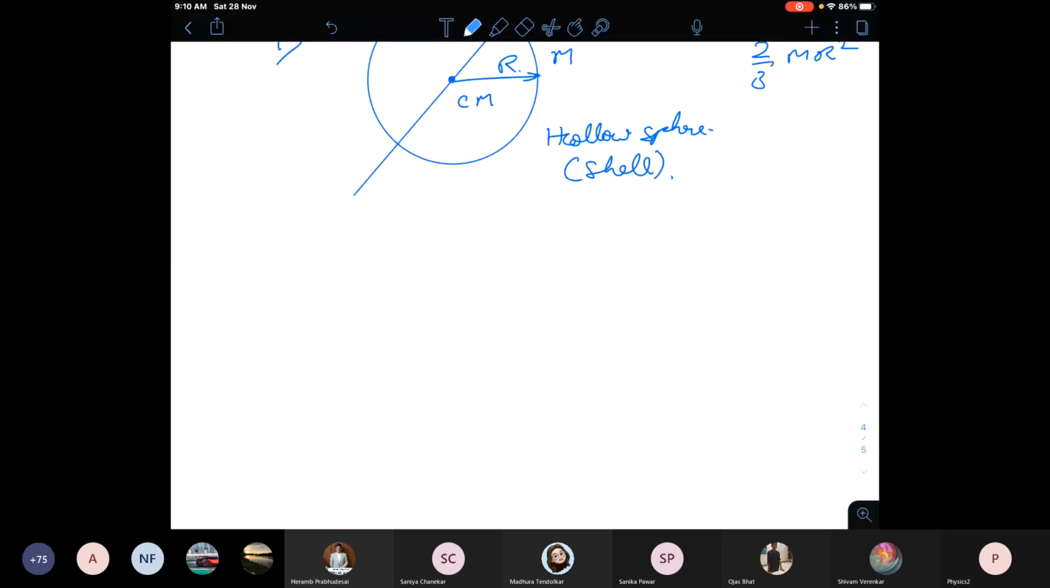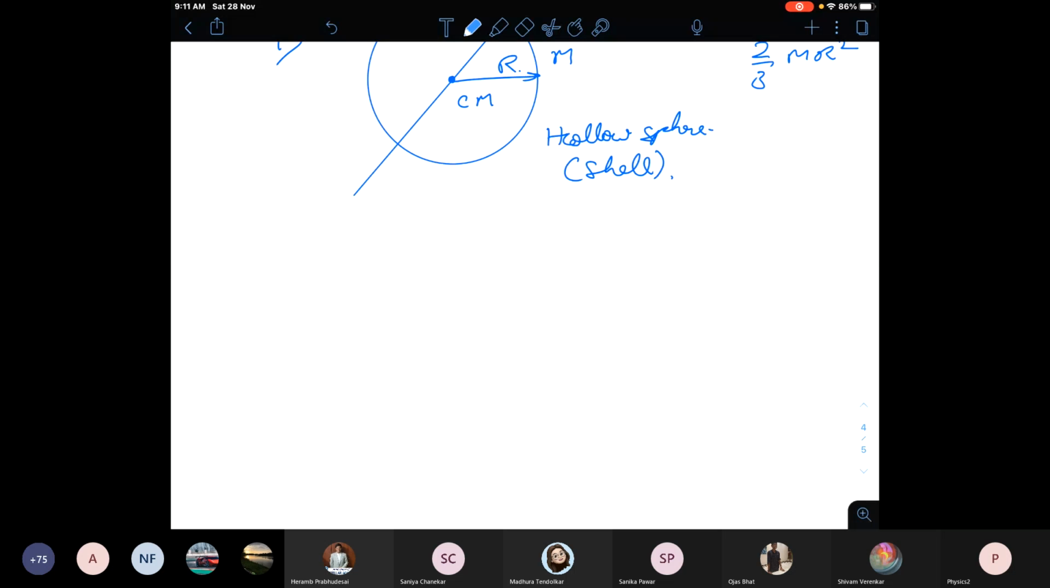If an unknown shape is asked, you can integrate it. But they won't ask. You don't have so much time to calculate for new shapes. These are standard shapes. At least this much you have to remember. These 9 should definitely be remembered.